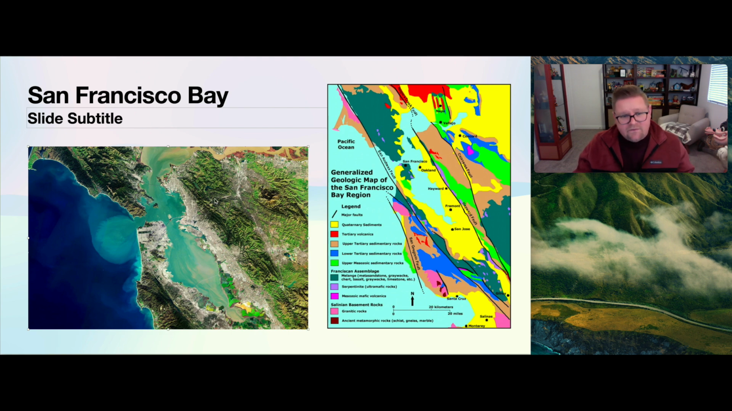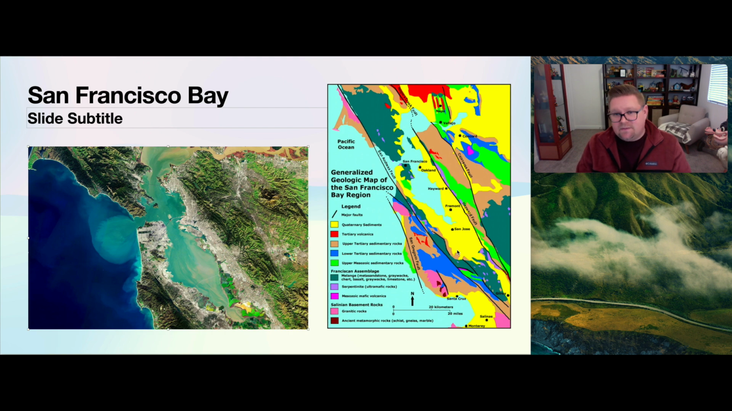The photo on the left is using Google Earth, so we can see the San Francisco Bay. We can also see all of this material that's being moved in, this high suspended load from the surrounding rivers. But then we move over to the right, and this is our generalized geologic map of the Bay Area.